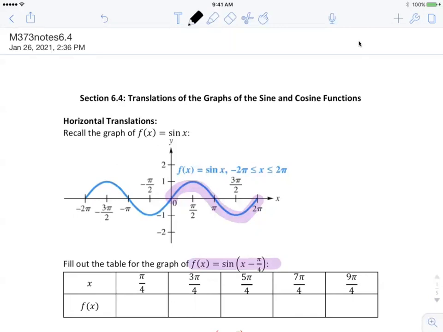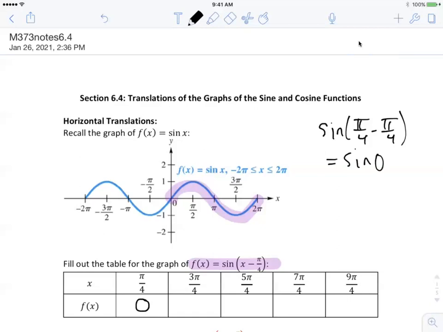If I plug in pi over 4, maybe I can work it out over here. I'm just going to have sine of pi over 4 minus pi over 4, which is equal to the sine of 0. And when you're trying to calculate the sine of 0, refer to your unit circle. That's the angle 0 radians. Look at the y coordinate at that angle and you'll see that it's 0. So that would be that value there, okay?